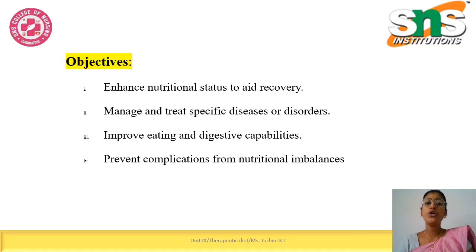Objectives. Why do we use therapeutic diet? These are the main objectives. Enhance the nutritional status to support healing and recovery. Manage or treat specific diseases or disorders like diabetes or heart diseases. Improve eating and digestion, especially for patients with chewing or digestive issues. And prevent complications caused by nutrition imbalances, such as deficiency or excess. These objectives ensure the diet aligns with the patient's medical conditions, making it a crucial part of a treatment plan.